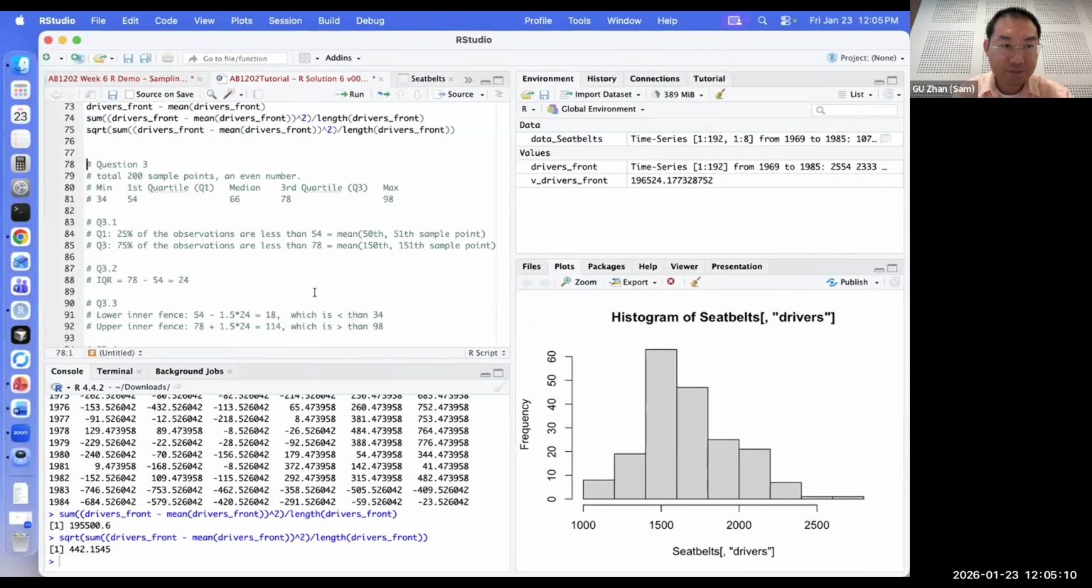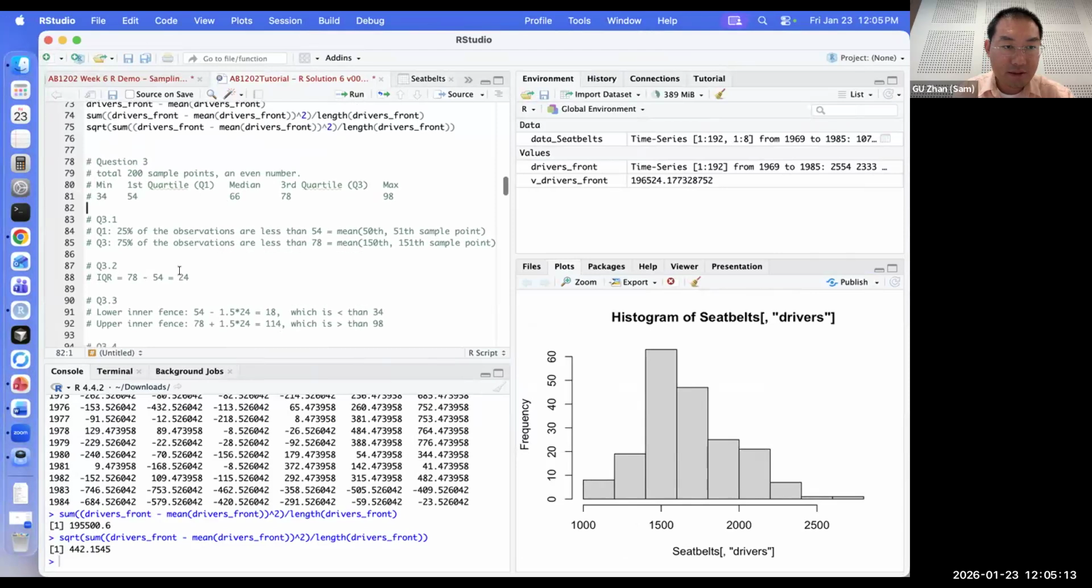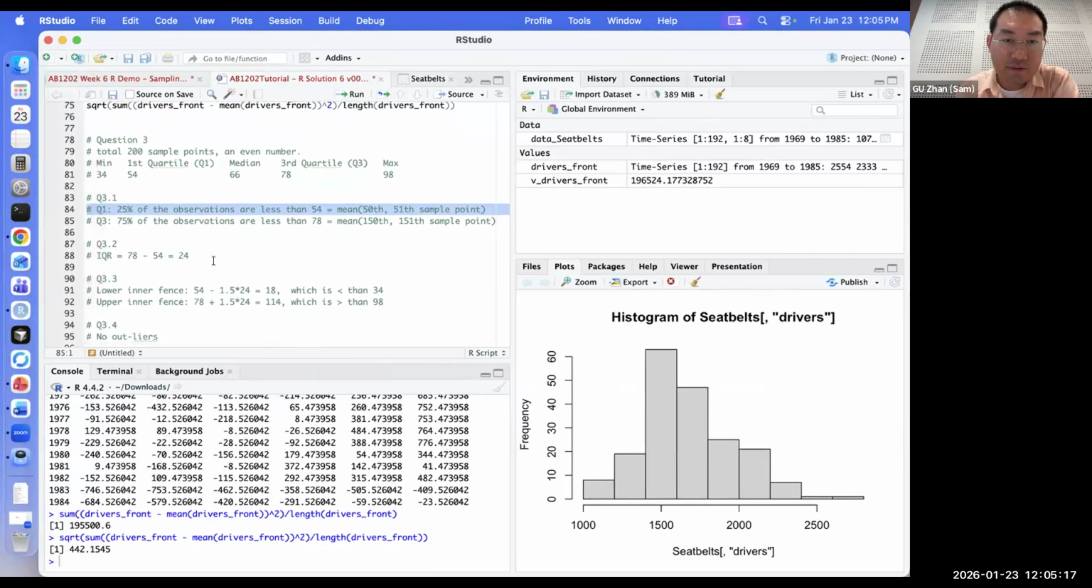Upper and lower whisker. Based on these, Q1 means 25% of the observations are less than 54. Then the 75th percentile is the third quartile, 78. The median is the average of the 100th and 101st sample points, because we have 200 sample points, an even number.